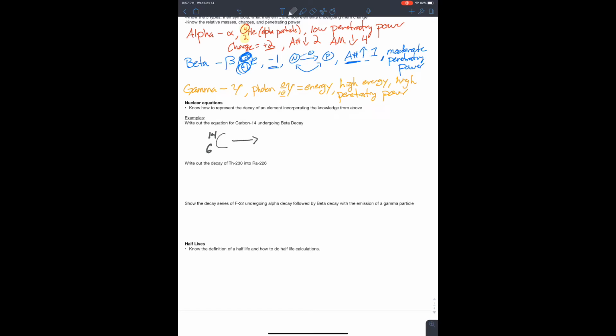So you've already seen this equation before, but I thought it would be a good first one to give you guys to kind of refresh on writing them out. So it's undergoing beta decay.